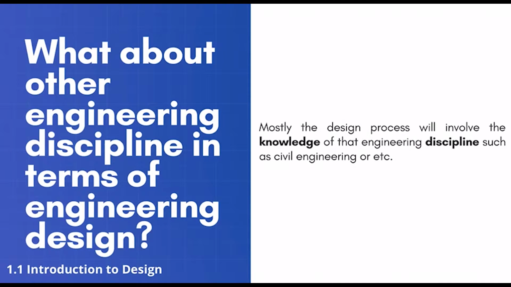What about other engineering disciplines in terms of engineering design? Mostly the design process will involve the knowledge of that engineering discipline, such as when we talk about civil engineering design, it means that the design process will use the knowledge in civil engineering. This also applies to other engineering disciplines such as chemical engineering and electrical engineering.